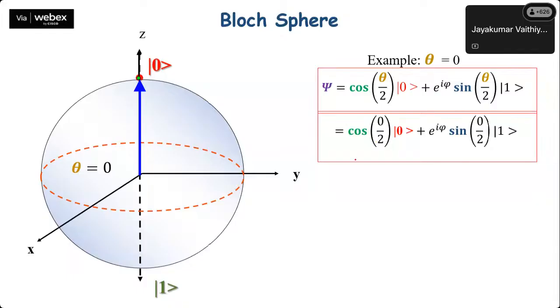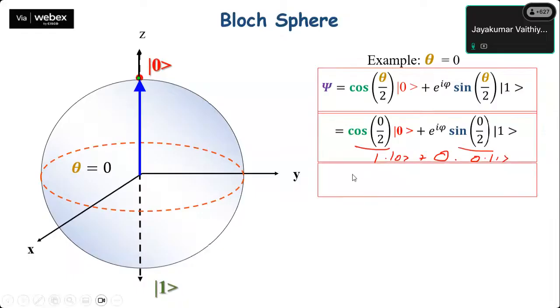So cos 0 by 2 is 1. So this will give 1 into state 0, plus sin 0 by 2 component is 0, multiplied with state 1. Whatever you do over here, everything is multiplied with 0. So you'll get only state 0.